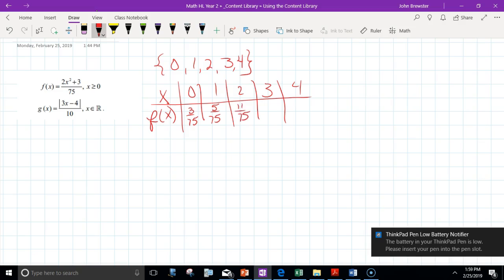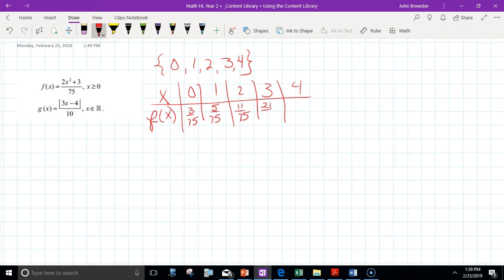Put a 3 in there, you get 21/75. I hope my mental arithmetic is working. 2 times 9 is 18, that's right. 4 would be 16 times 2, 32, 35/75. Okay, so that is the probability distribution if f of x is a probability distribution, if it's actually a function. And that's what we're going to determine next.